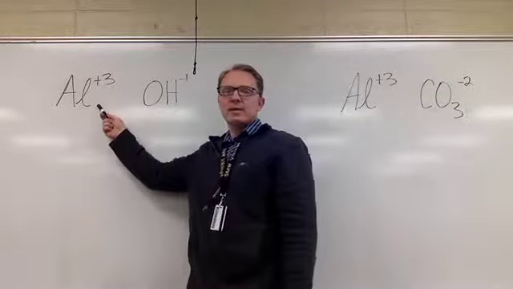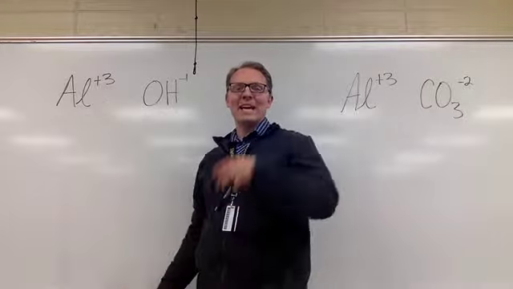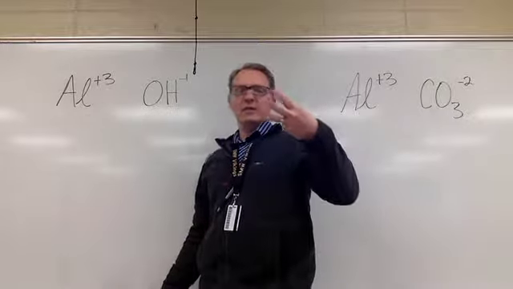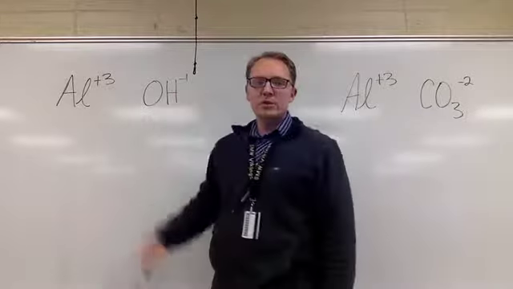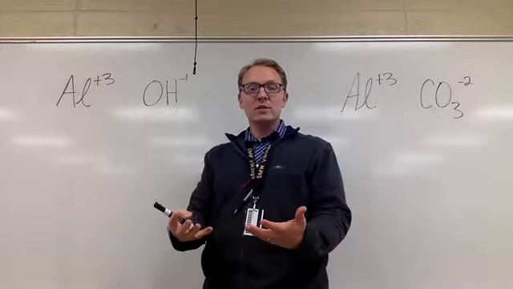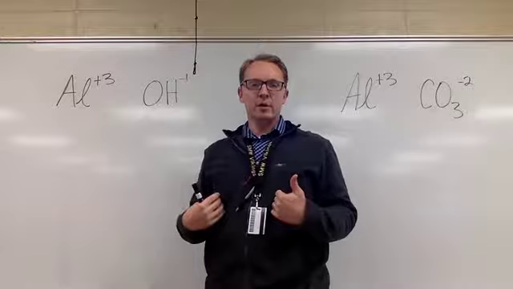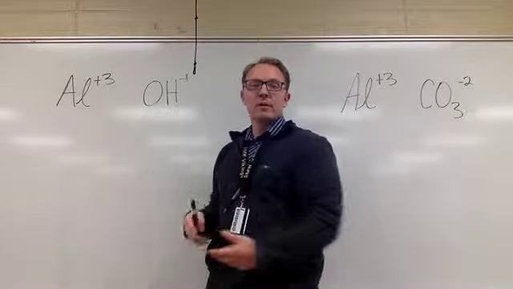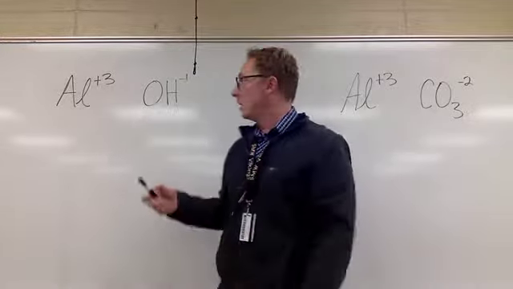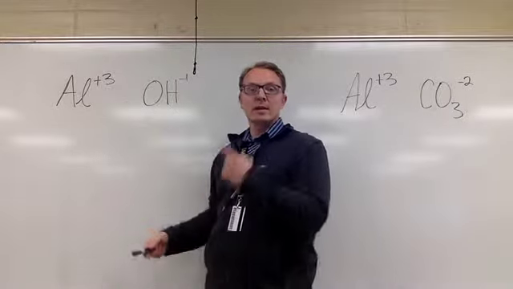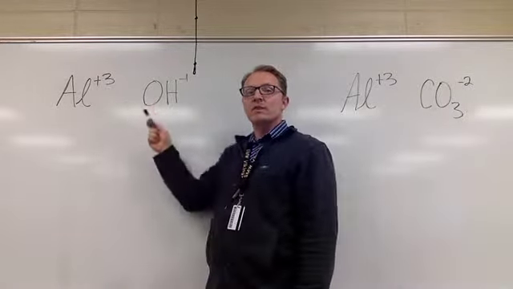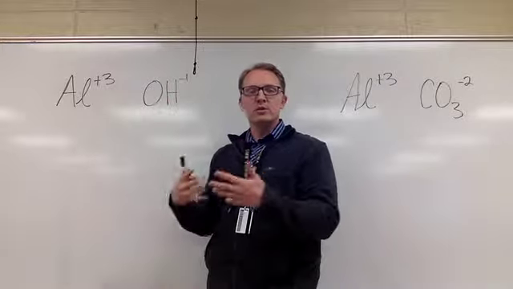Remember, aluminum has a positive 3 charge here because it gave up 3 valence electrons. This hydroxide here has a negative 1 charge because it wants to gain 1 valence electron. And the only way that these are going to bond is if we get them in the right ratio. Aluminum's got to get rid of 3, but this grouping right here can only accept 1. So we're going to need more of these groupings in order for these two to bond properly.